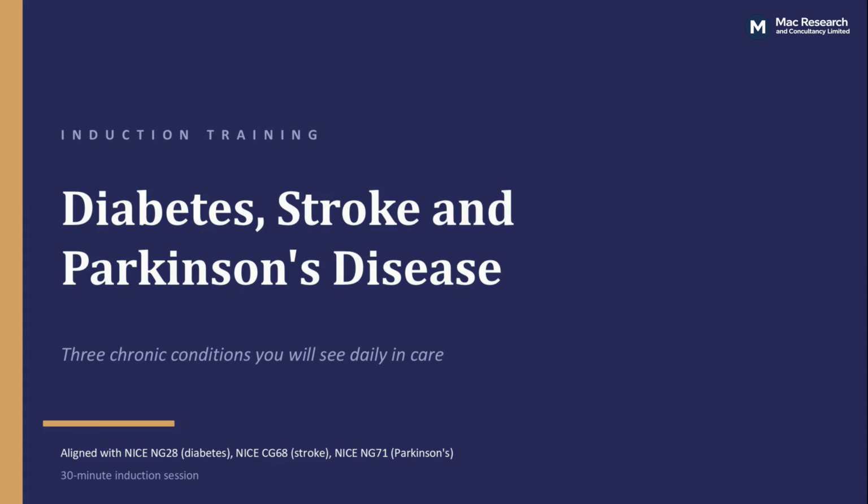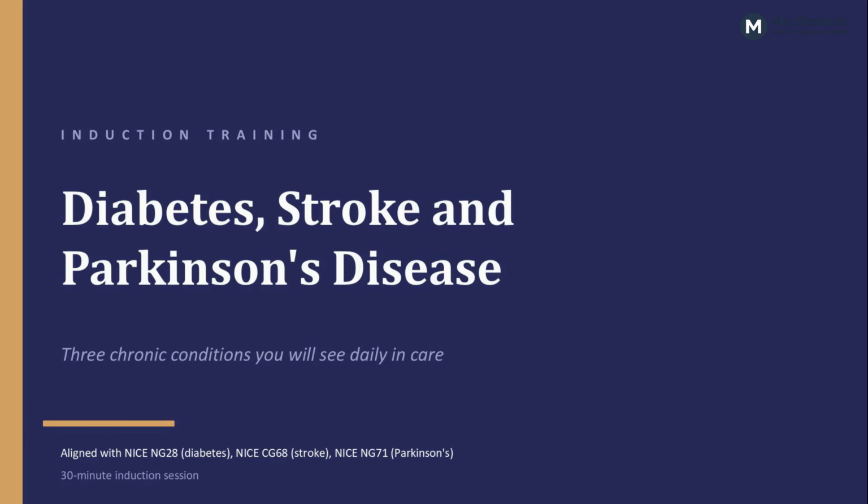Diabetes affects around 1 in 7 UK care home residents. Stroke is one of the leading reasons people enter care, and many residents have residual stroke effects. Parkinson's disease affects around 1 in 100 people over 65 and even more in care home populations. The conditions have specific care implications: diabetes for diet and medication, stroke for rehabilitation and risk of further events, Parkinson's for medication timing and falls.